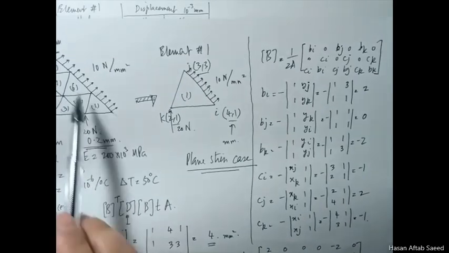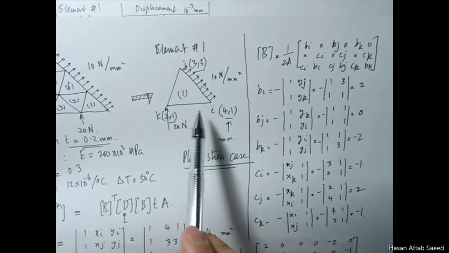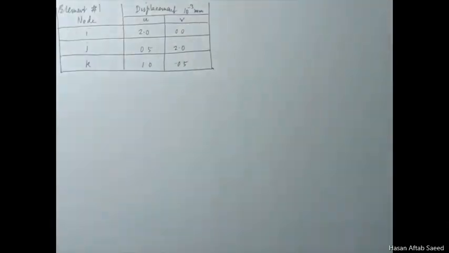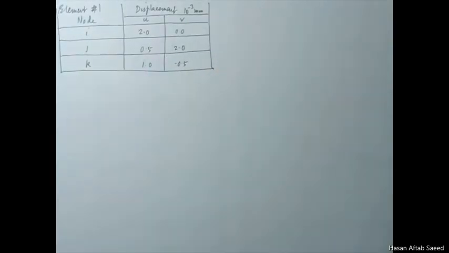Now if we know all the node displacements, then we also know the displacements of the element that we just considered here. So let's talk about this element. This is element number one. We have three nodes and each node has a u and v value. Let's say these are those values that we have calculated. Now how to calculate strains and stresses?